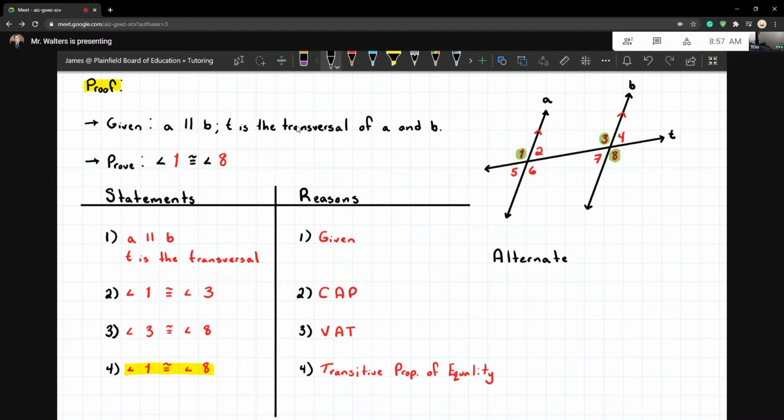Alternate exterior angle theorem, to be perfectly specific. And so now, just like the alternate interior theorem, I can say AIA or AEA, and I would be able to prove, without a shadow of a doubt, that those angles are in fact congruent. So with that, hopefully this helps.